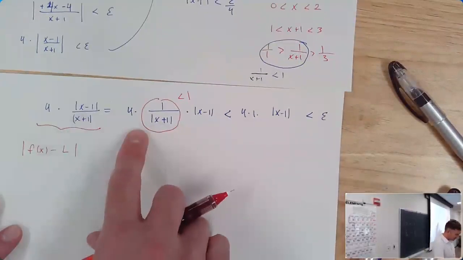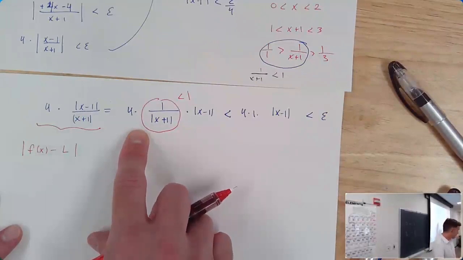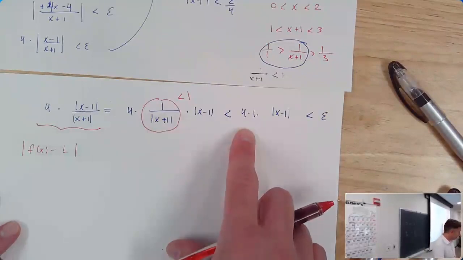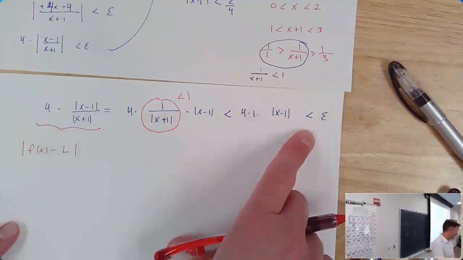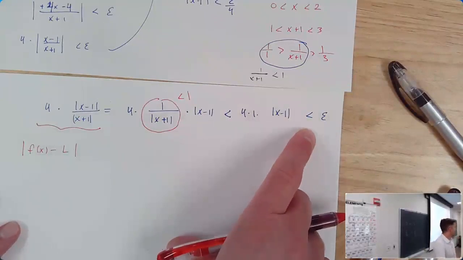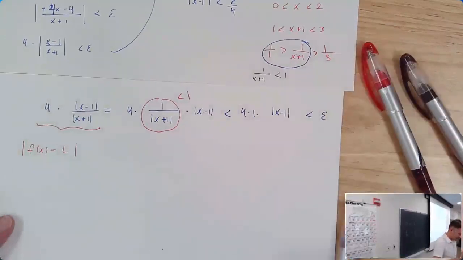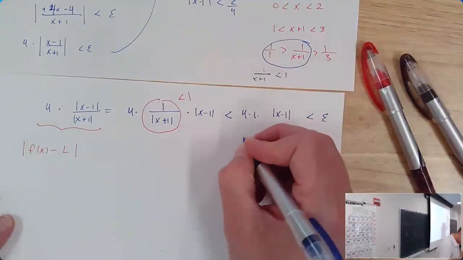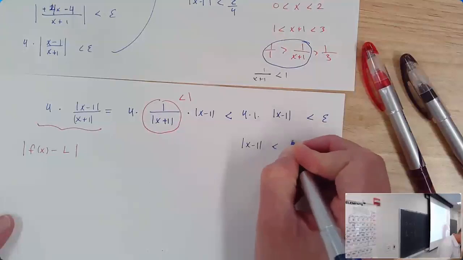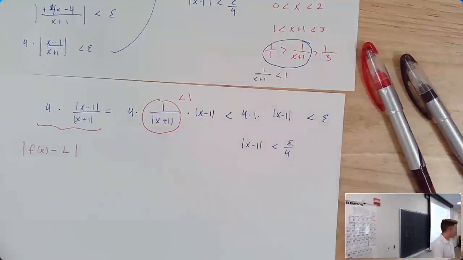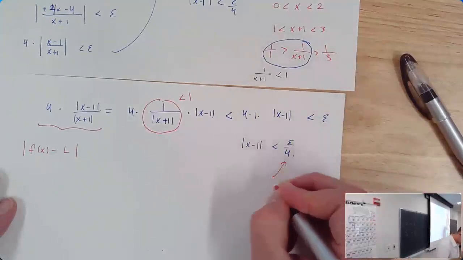So here's a thing that is less than, or equal to actually, and here's the thing that it's less than. And then I'm going to say that that thing is less than that, so that I get the inequality. So now we have the absolute value of x minus 1 is less than epsilon over 4. And that is my choice for delta.